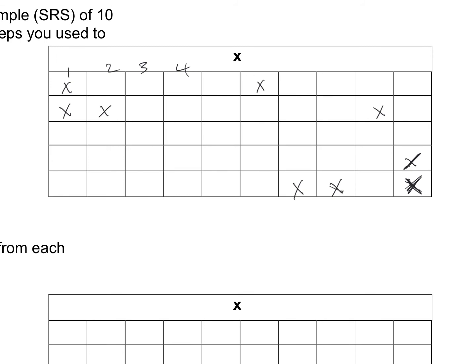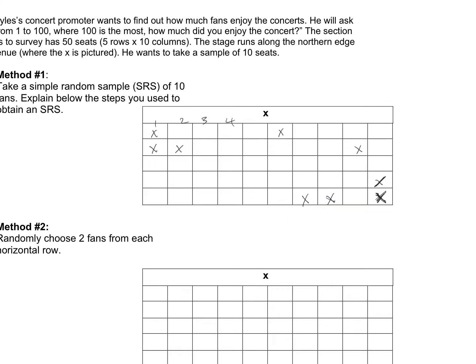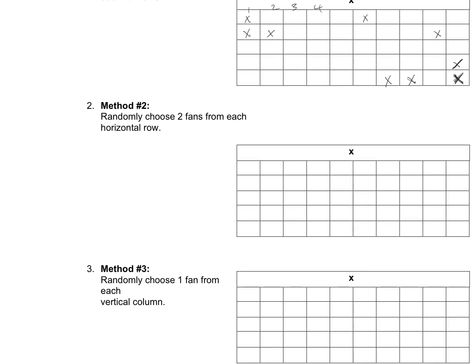Okay? But sometimes when I know that there's going to be a problem, I might choose to do something called a stratified random sample. And here's how the stratified sample might go. I might have said, hey, I'm going to pick 2 fans from just the front row. And then 2 fans from the second row. And then 2 fans from the third row.